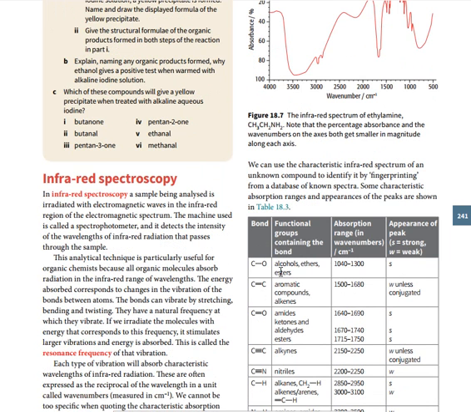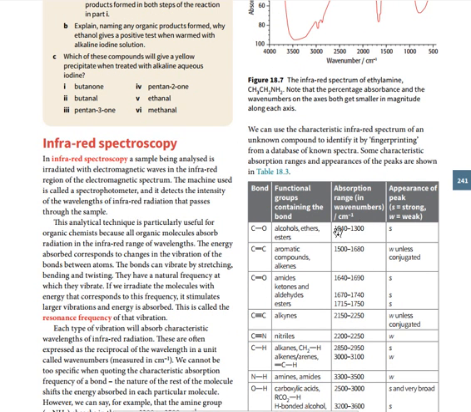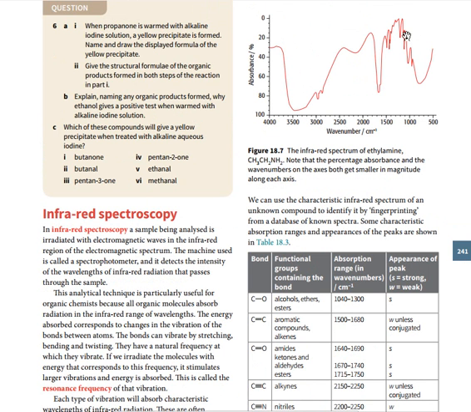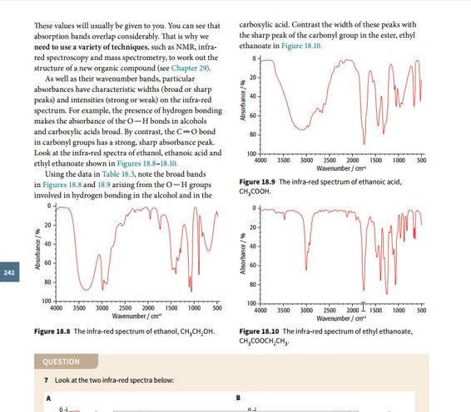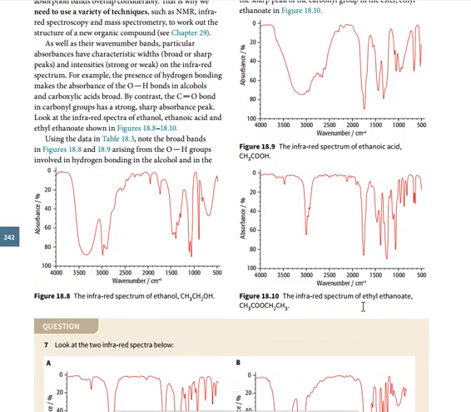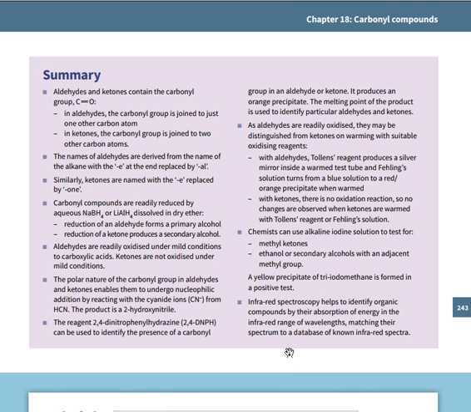So these are different molecules. For alcohols and ethers, the absorption range is going to be 1000 to 1300. For aromatic compounds, the range where there is most absorption is between 1500 and 1680 per centimeter. So these are the different points that you need to keep in mind. These are the different spectroscopy.